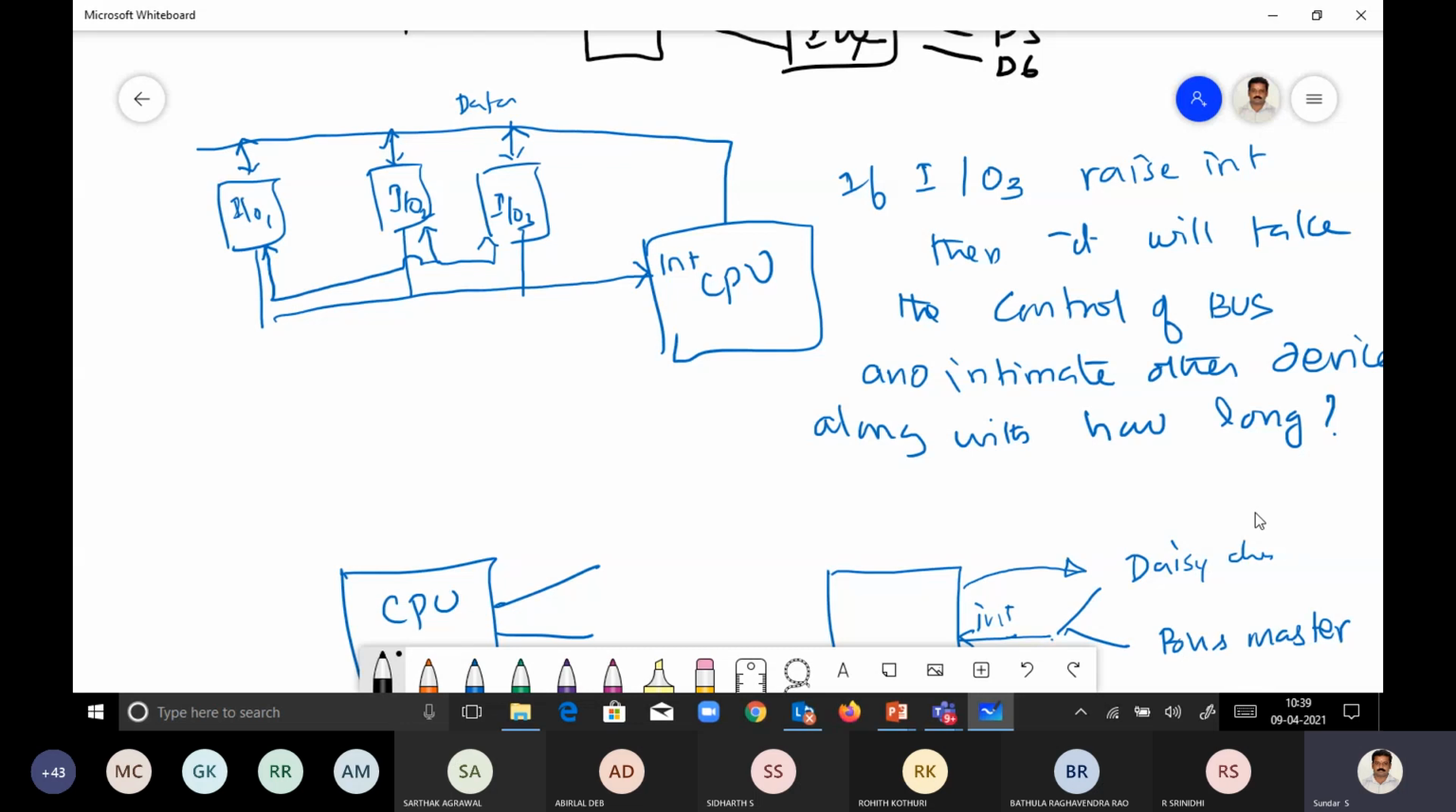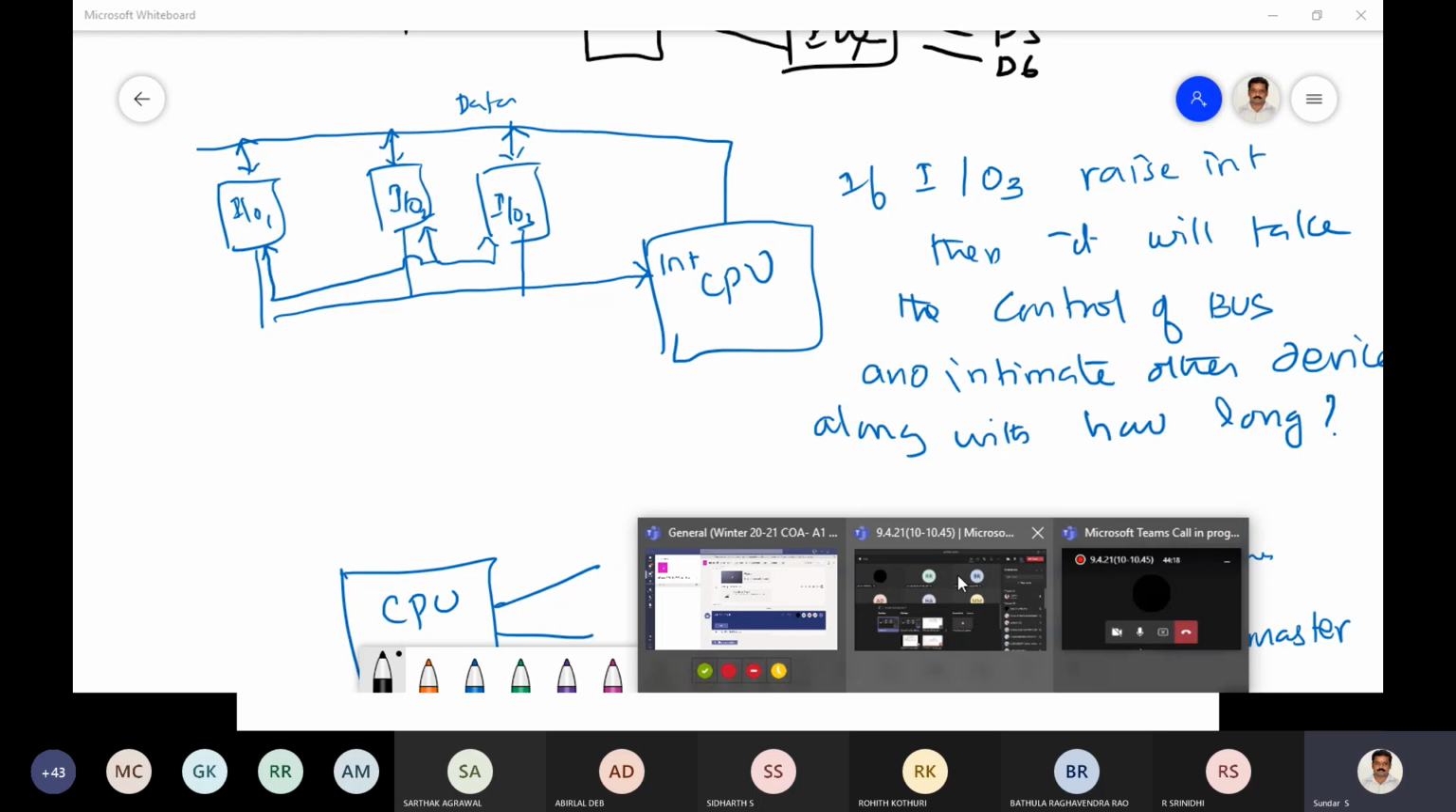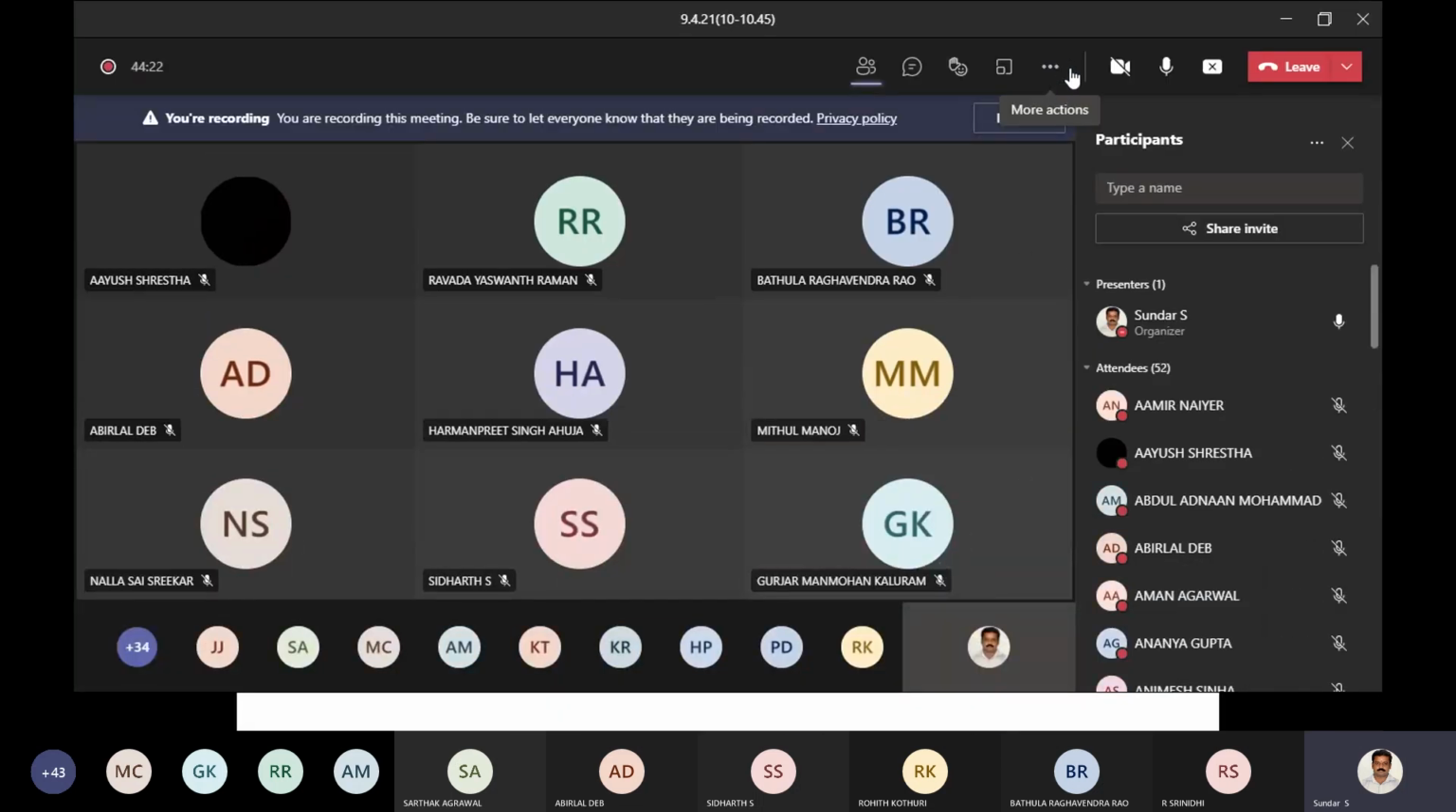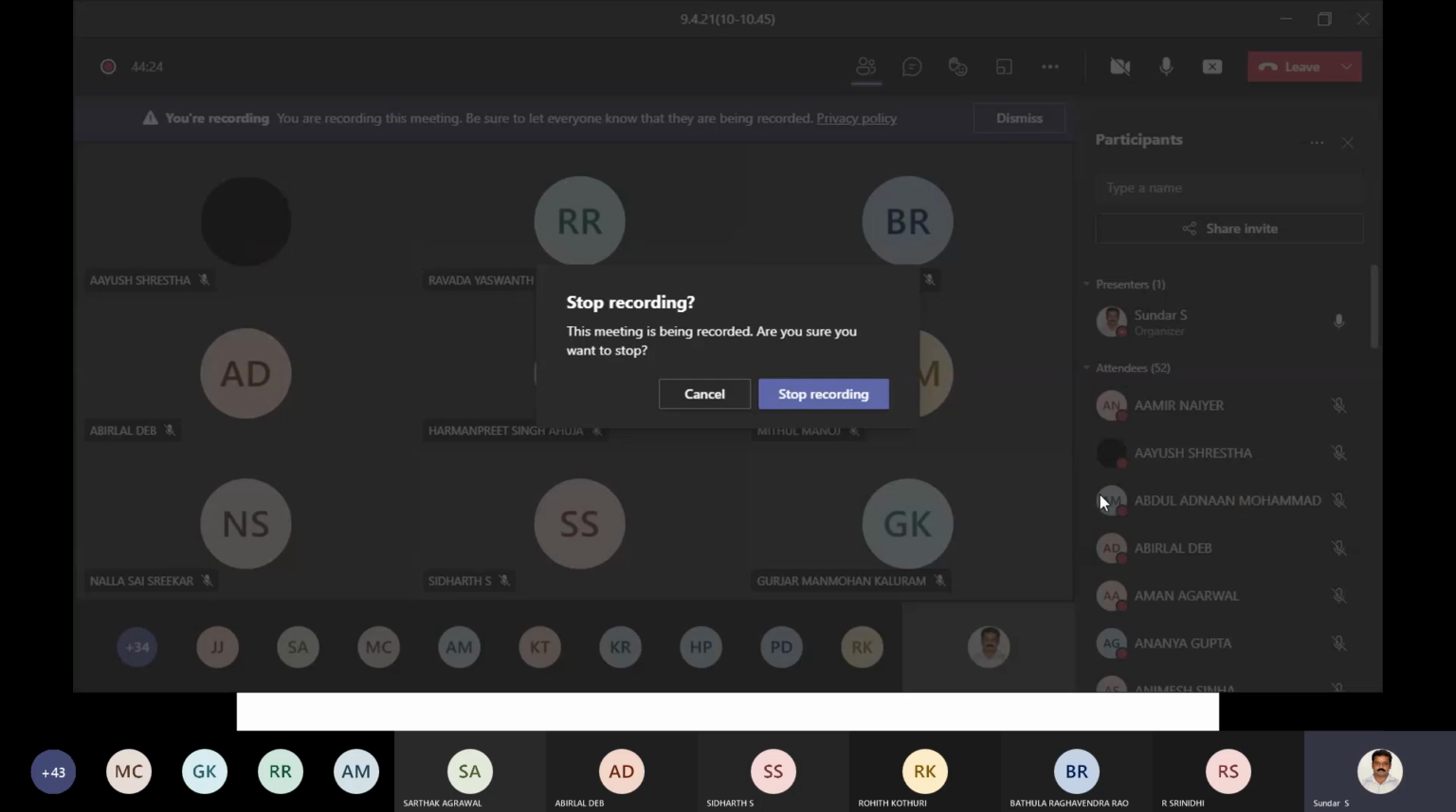But to do that, we need a DMA controller, and the DMA controller will interact with the CPU to take the bus, and using that bus, it can transmit the data from device to memory or memory to device. After that, it can hand over the bus back to the CPU. During the DMA operation, the CPU is engaged with some other work, so that overall efficiency will be improved. Okay, so that's all about this discussion. We will continue on the DMA controller in the next class also. So let me just stop recording.